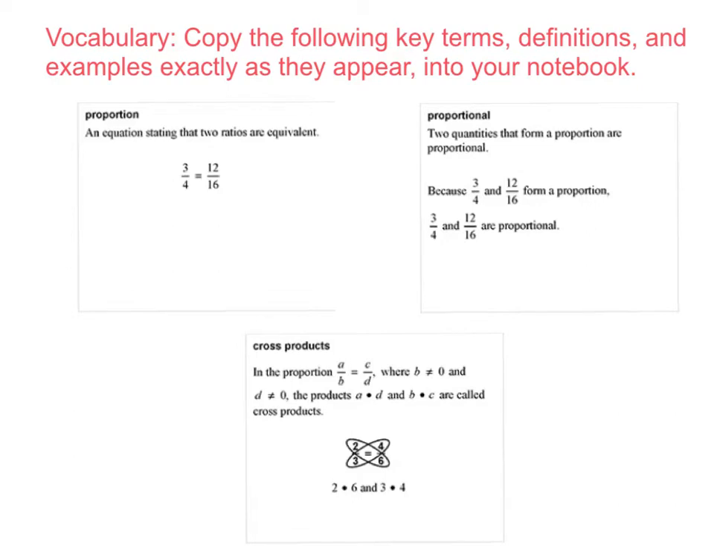Proportion is an equation stating that two ratios are equivalent. Proportional: two quantities that form a proportion are proportional. So there are some examples down below for you. Cross products: in the proportion A over B equals C over D, where B is not 0 and D is not 0, the products A times D and B times C are called cross products.